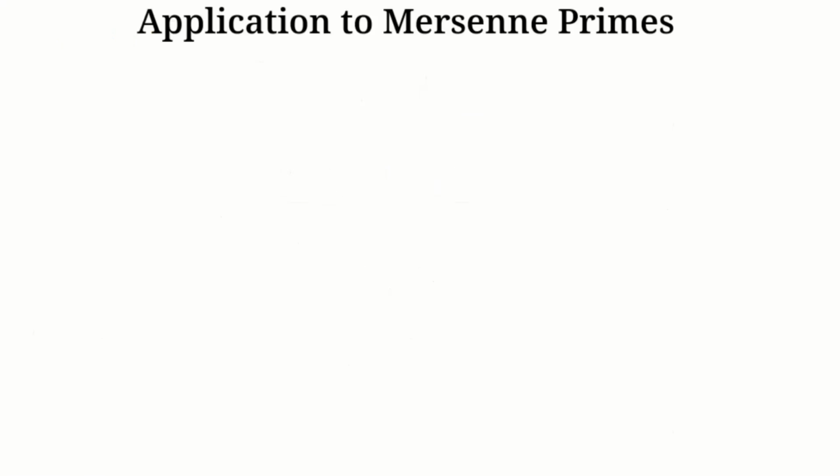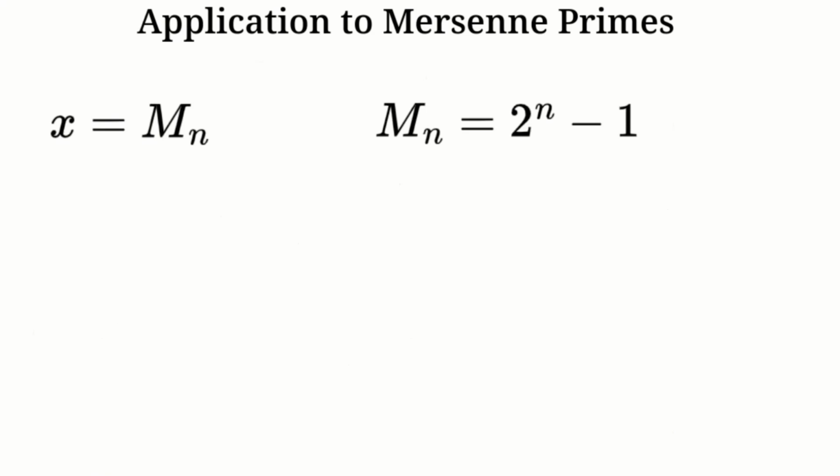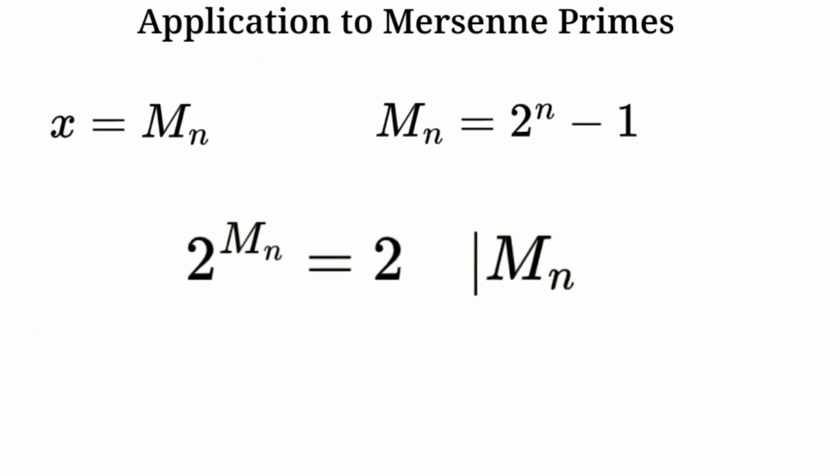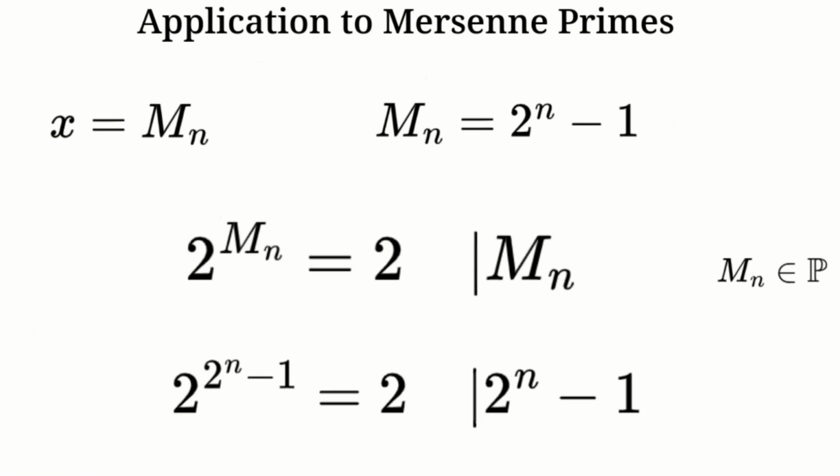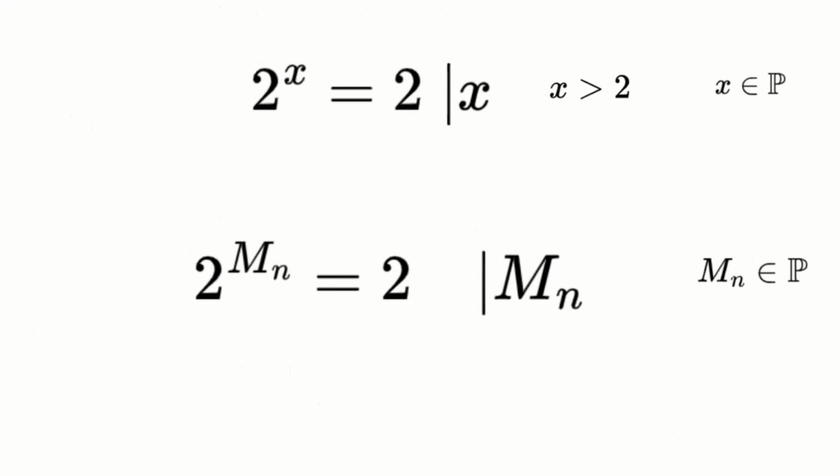Application to Mersenne primes. We can also use ZMS to check for Mersenne primes. A Mersenne prime is a prime number that is 1 less than a power of 2. We use the same method, but replace x with m sub n, which is 2 to the power of n minus 1. If 2 to the power of m sub n equals 2 mod m sub n, then m sub n is a Mersenne prime. In this video, we explored the zero modular system and its unique way of handling division and remainders. We learned new notations and how to use ZMS to test for prime numbers, including Mersenne primes.